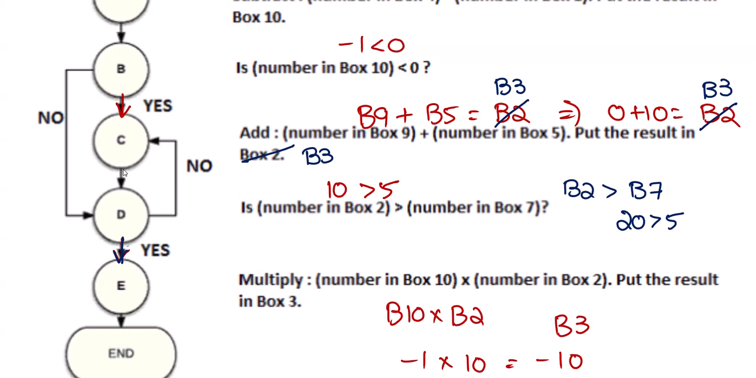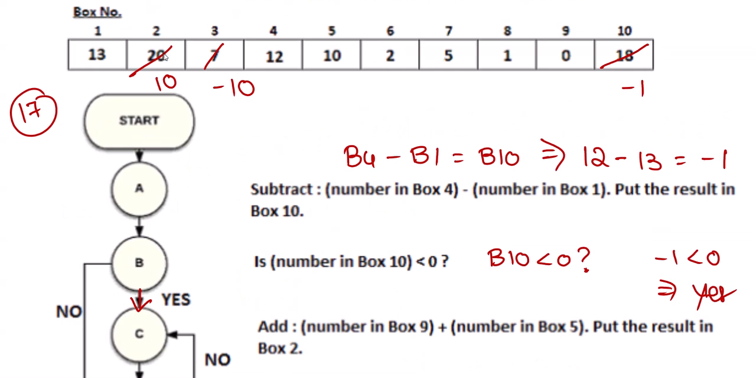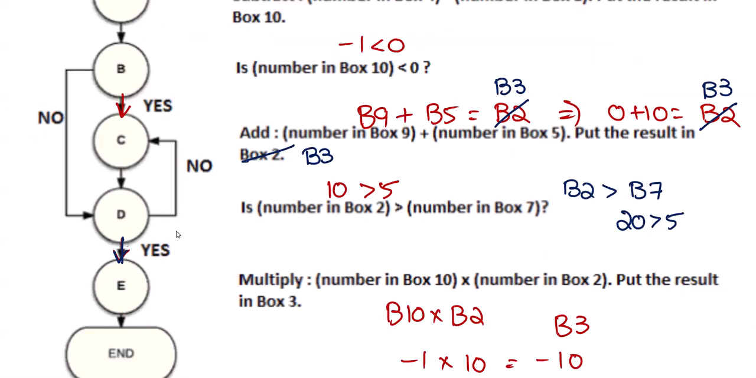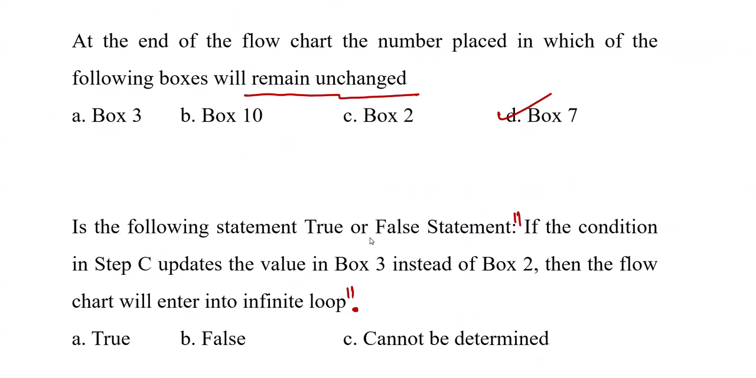But guys, whether you update or not, box 2 is initially 20, then changed to 10. So 20 greater than 5, 10 greater than 5, that condition is true, it will go to the next one. So whether you change to box 3 instead of box 2 here, there is no issue. So the statement is false. It will enter an infinite loop is false. Even if box 2 is not updated and takes the previous value, still it will not enter an infinite loop. It's a false statement.